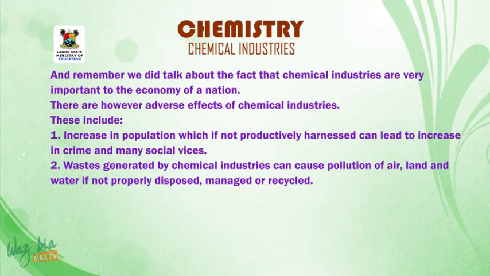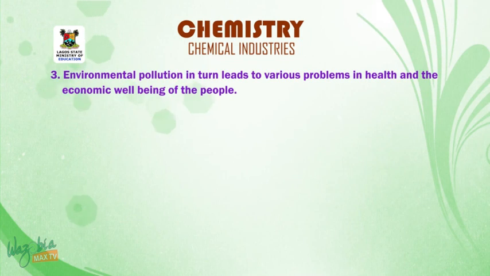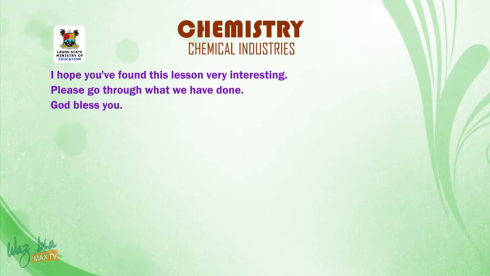There are, however, adverse effects of chemical industries. These include 1. Increase in population, which if not productively harnessed, can lead to increase in crime and many social vices. 2. Wastes generated by chemical industries can cause pollution of air, land and water if not properly disposed, managed or recycled. And 3. Environmental pollution in turn leads to various problems in health and the economic well-being of the people. I hope you found this lesson very interesting.